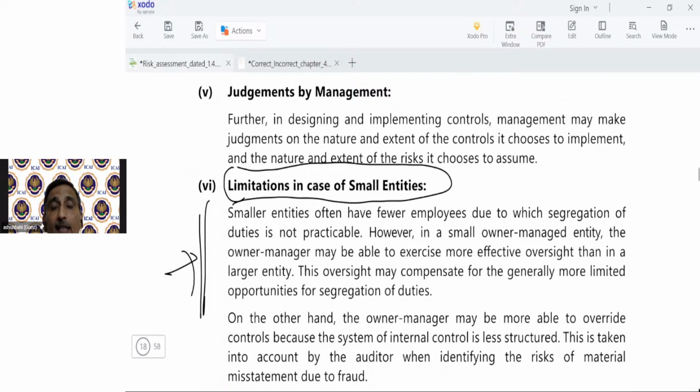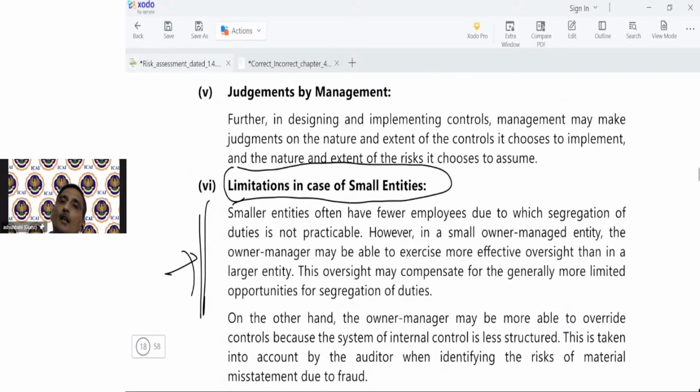Or the owner himself may be doing many such things. He may be involved not only in the daily operations of the company, but he would be making purchases himself, selling himself, dealing with customers also, and he might be taking interest in the maintenance of books of accounts also. So what are the pros and cons of that? What are the advantages and disadvantages of that?